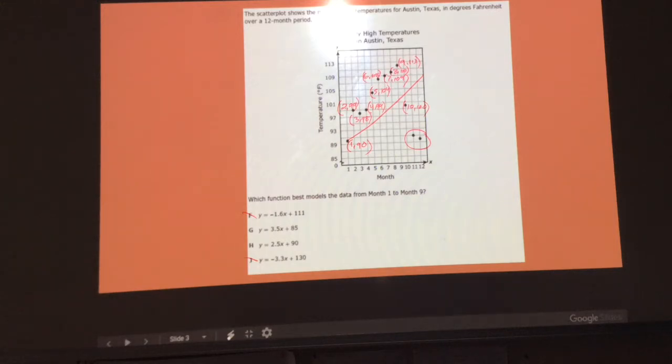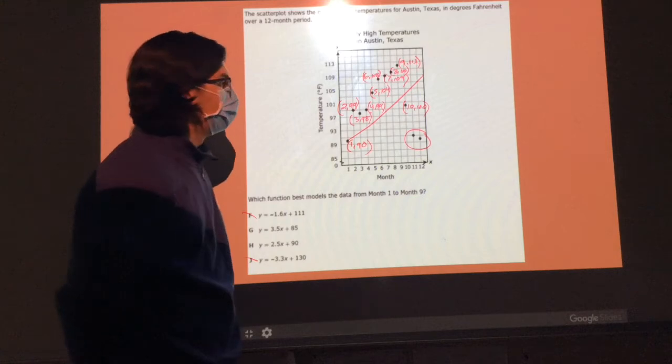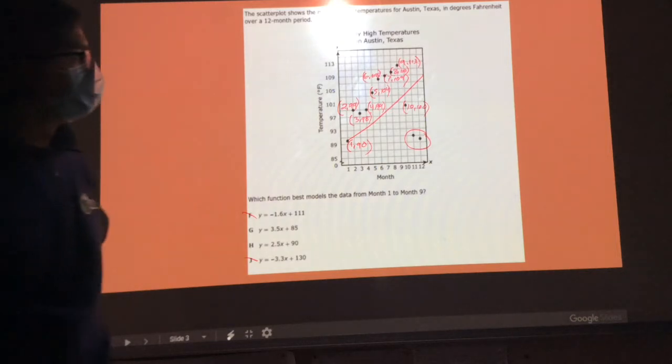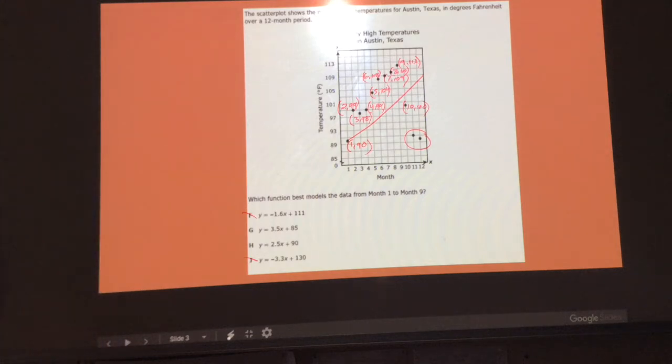90, 99, 98, 99, 104, 108, 109, 110, 112, and 100.